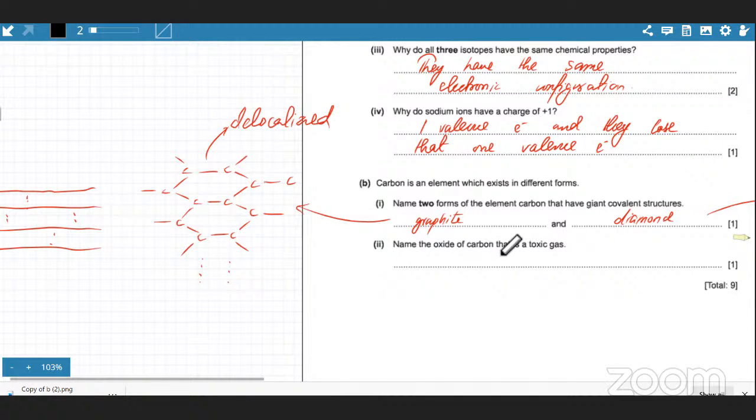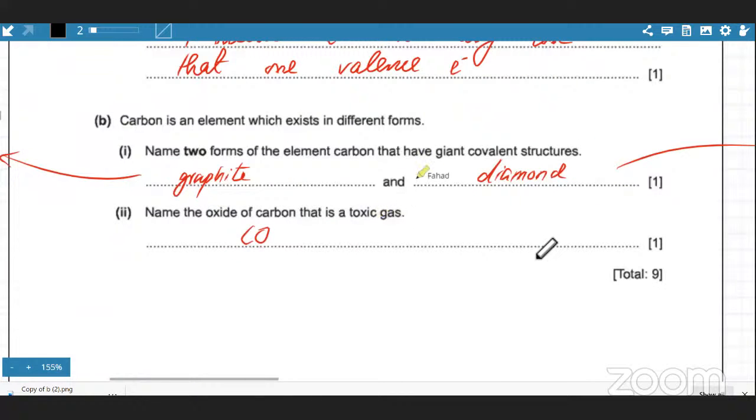Now, the next part is name the oxide of carbon that is a toxic gas. So the oxide of carbon that's a toxic gas is carbon monoxide. Why is it toxic? Remember, carbon dioxide has no issues. We are breathing out carbon dioxide all the time. So carbon dioxide is absolutely fine, except that it causes global warming.